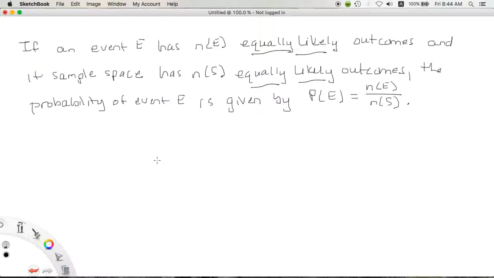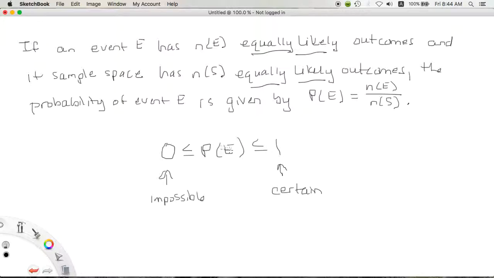Now, one thing that you need to realize is that the probability always is between 0 and 1. If the probability is 0, that means it is impossible. If the probability is 1, that means it is certain. It's definitely going to happen. This is like saying 100% chance. So your probability is always going to be a fraction between 0 and 1.